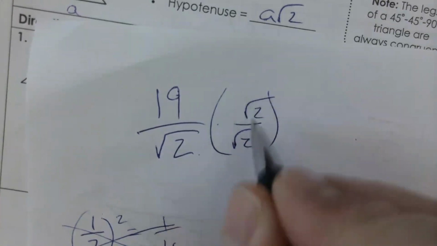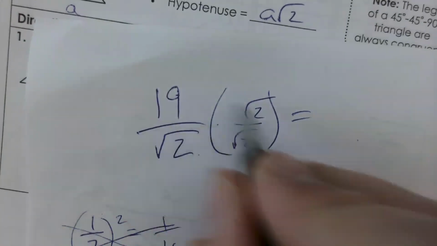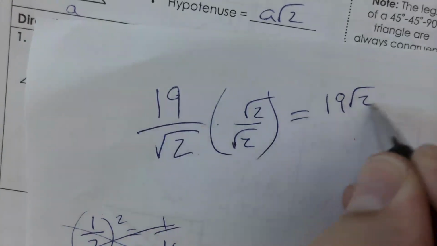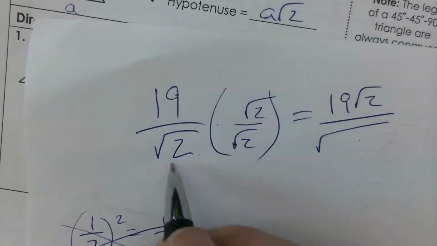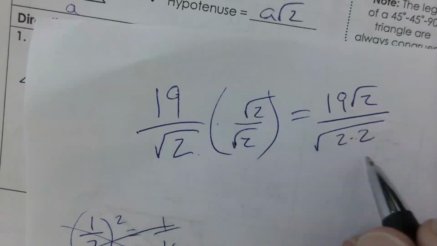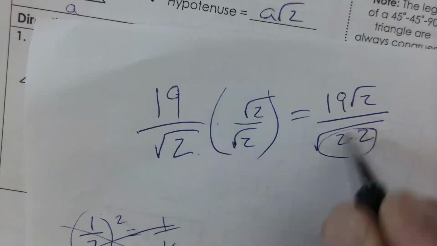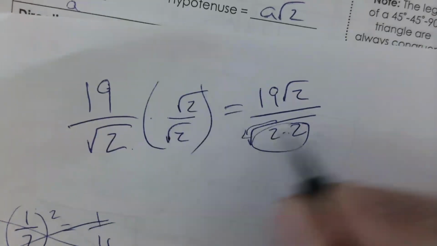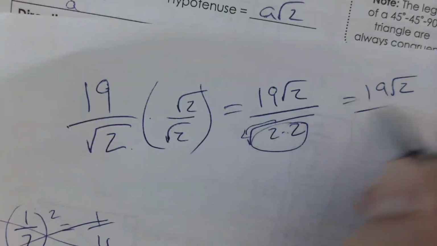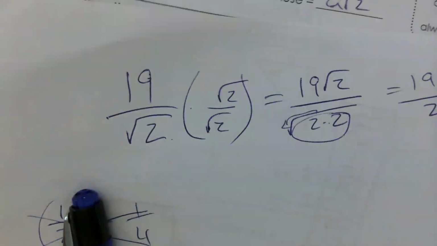And if I do it, I've got to do the top also. So 19 times root 2 over, on the bottom, because these are both on the inside, they get to circle and come out. And so I'm left with 19 root 2 over 2. That's my final answer.